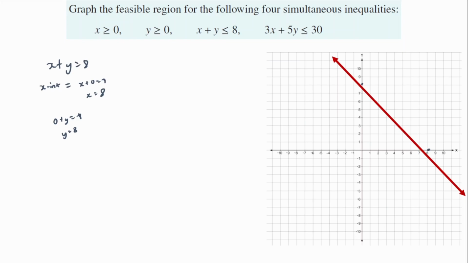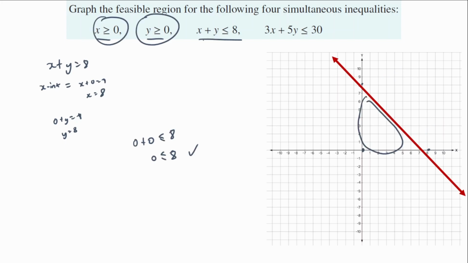And now we need to find out which region we're after. Are we after this part here or that part there? So once again, going back to last lesson, to identify which section we're after, we're just going to substitute any value within this top right quadrant that's not on the line into that equation here. So that's the area that satisfies this inequality.